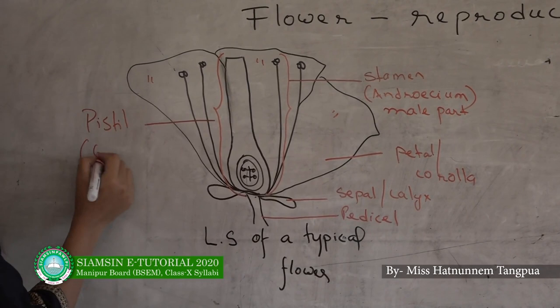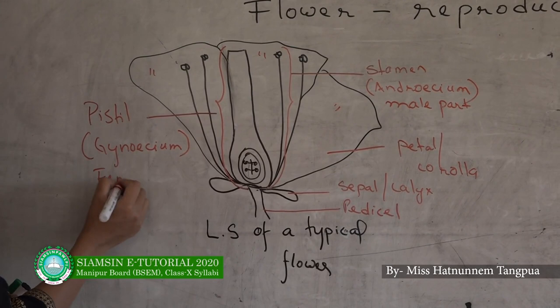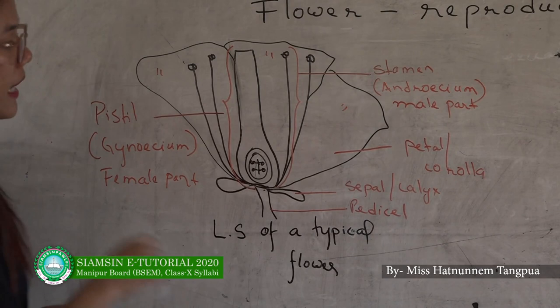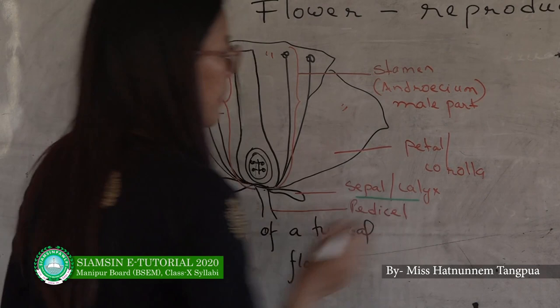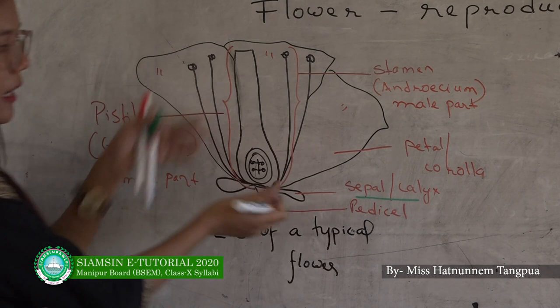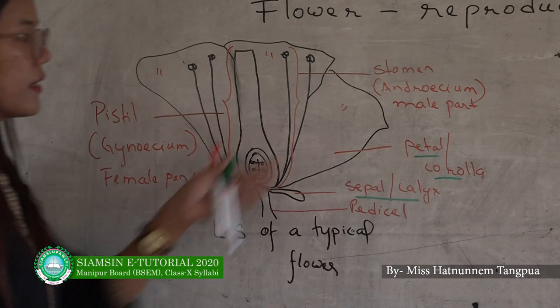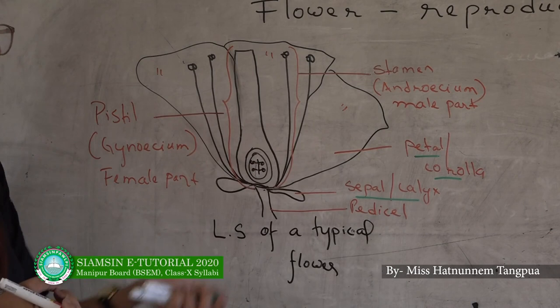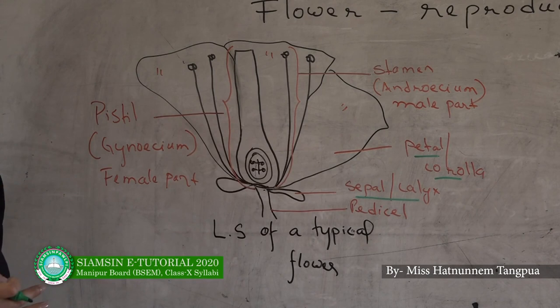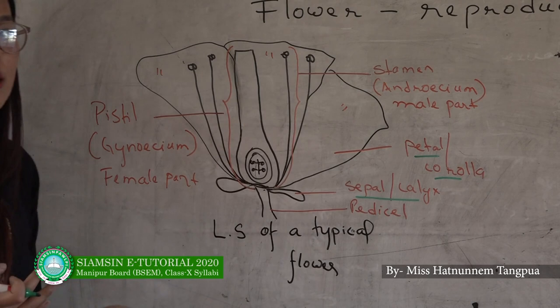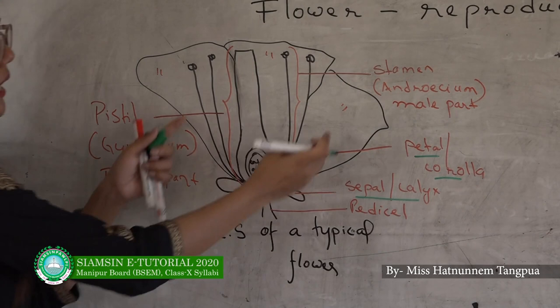The pistil is the female reproductive part. Now the function of each part. The function of sepals, or calyx, is that it protects the reproductive organs. The function of petals, or corolla, is that it is usually bright in color and it helps to attract insects for pollination. Pollination requires agents like insects and birds.